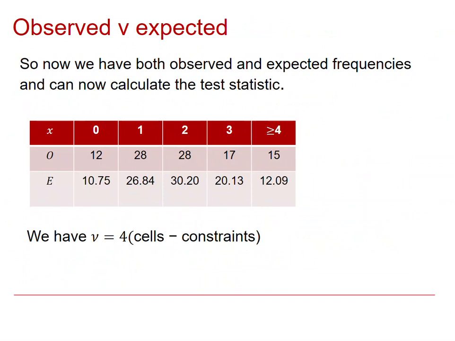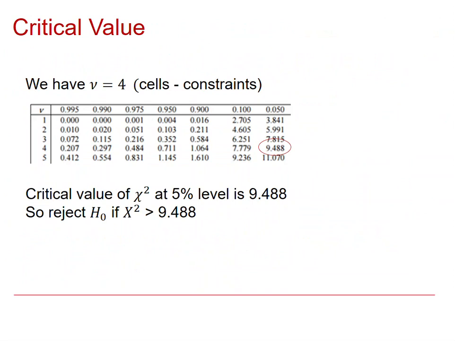The next thing we need to consider is the number of degrees of freedom. So we have 5 cells and 1 constraint, that is the total frequency. So 5 minus 1 is 4 degrees of freedom. Looking up the value for 5% and 4 degrees of freedom, you can see is circled here, which is 9.488.